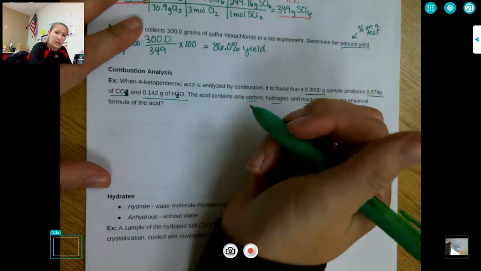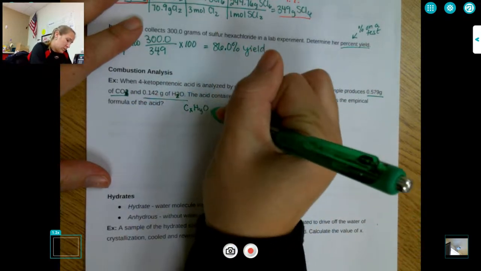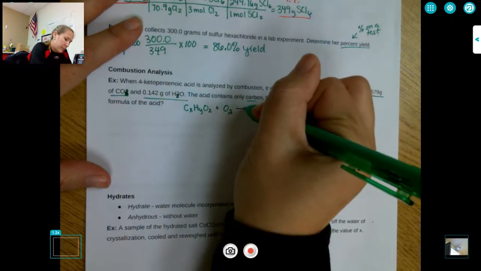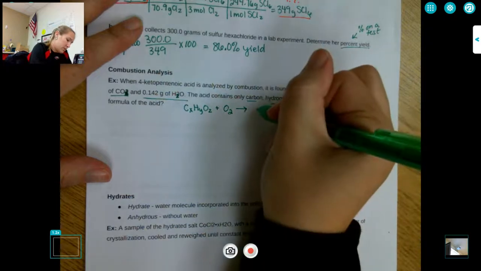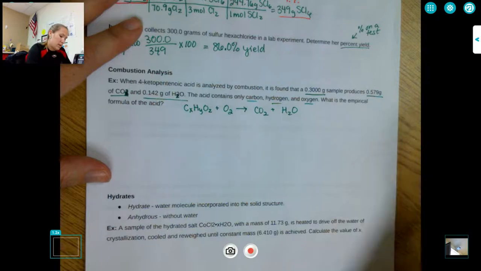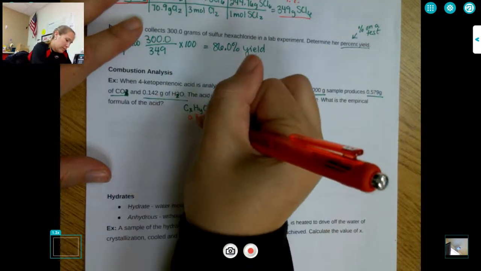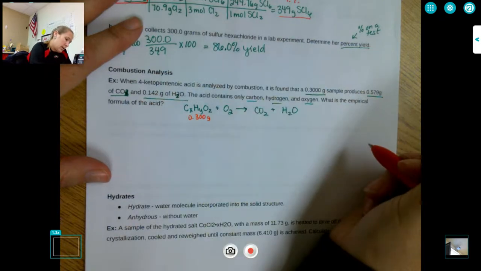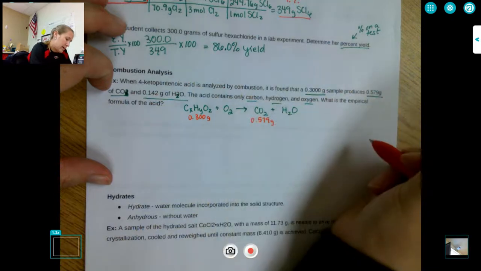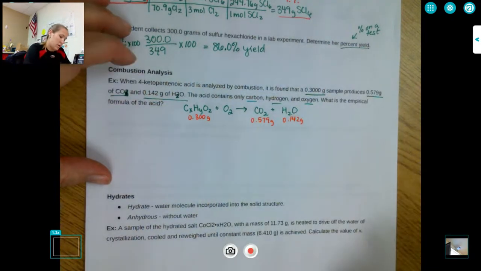So first, I like to write the reaction. CxHy, and it's got oxygen, so Oz. And it's combustion, so we react it with oxygen. And I make carbon dioxide and water. I have a 0.3 gram sample. I make 0.579 grams of carbon dioxide and 0.142 grams of water.